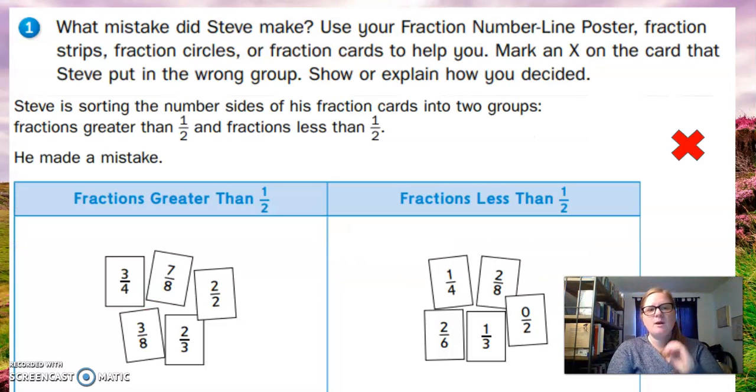So, what mistake did Steve make? Use your fraction number line poster, fraction strips, fraction circles, or fraction cards to help you. Mark an X, which I provided for you here, on the card that Steve put in the wrong group. Show or explain how you decided. Steve is sorting his fraction cards into 2 groups: fractions greater than half are right here, and fractions less than half over here.